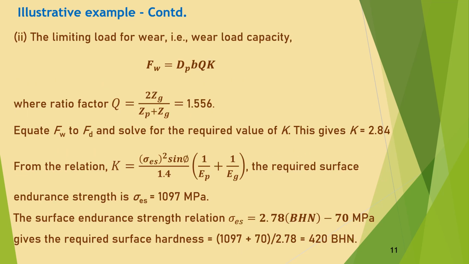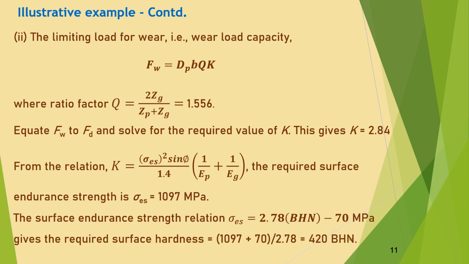Now we consider the surface fatigue. The limiting load for wear, that is wear load capacity of the gear tooth, is given by Fw equal to d_p b Q K, where Q is the ratio factor given by 2Zg divided by Zp plus Zg, and from given data it comes out to be 1.556. Equate the wear load capacity to the dynamic load and solve for the required value of the material combination factor K. This gives K equal to 2.84.